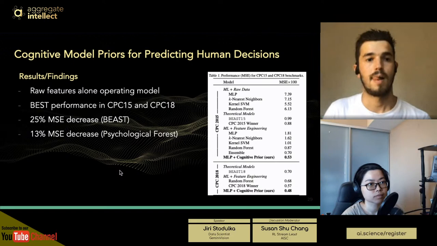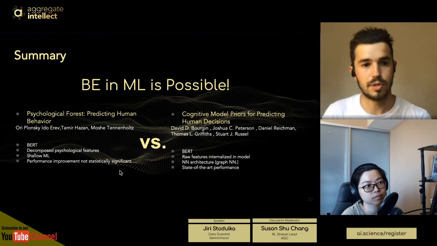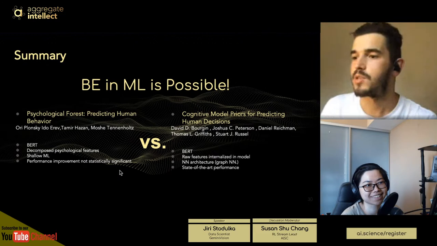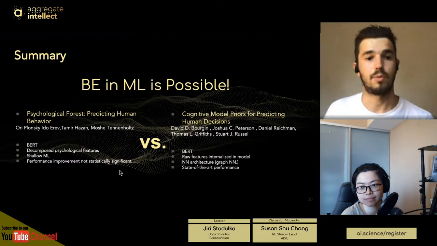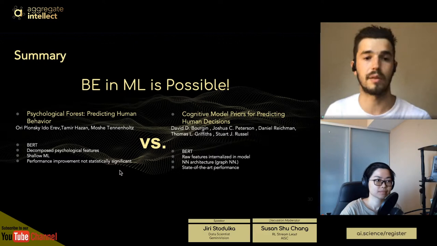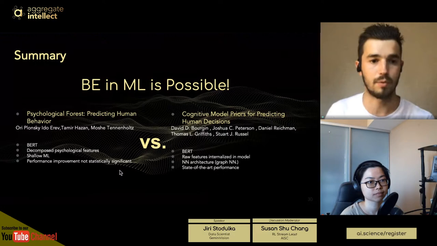So in summary, these two works, instead of BEAST, I said BERT there, these two works used a cognitive science model from psychology called BEAST. Psychological forest used the model to decompose psychological features and shallow machine learning to try to outperform the winner in the competition. And the performance improvement was not statistically significant. And without incorporating these psychological features, the machine learning would completely fail.